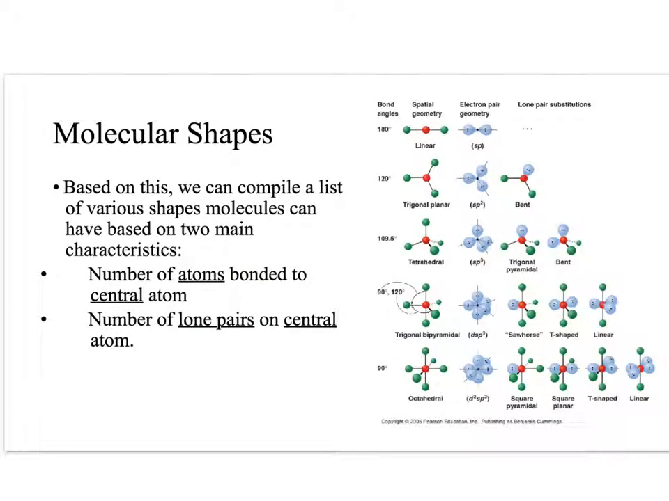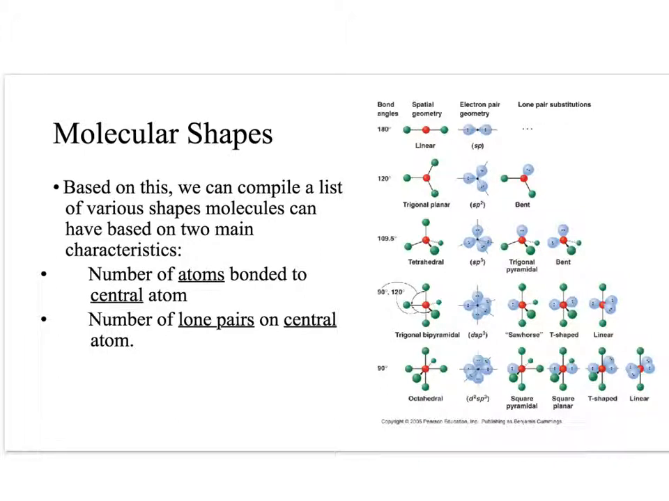So based on the fact that electrons repulse each other, we can compile a list of various shapes based on two main characteristics. The first being how many atoms are bonded to the central atom, and the second being how many lone pairs are on the central atom. This is a list of almost all the shapes we're going to have to know. Now, you get to know less of them, but let's look at some of these real quick.